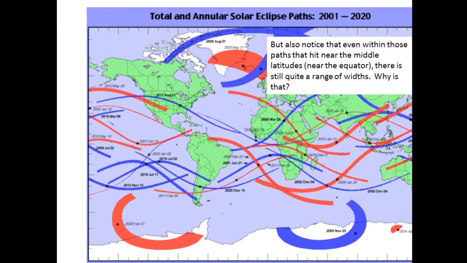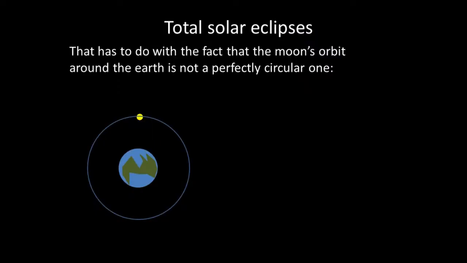But also notice that even within those paths that hit near the middle latitudes, that's near the equator, there is still quite a range of widths. Why is that? That has to do with the fact that the moon's orbit around the Earth is not a perfectly circular one.